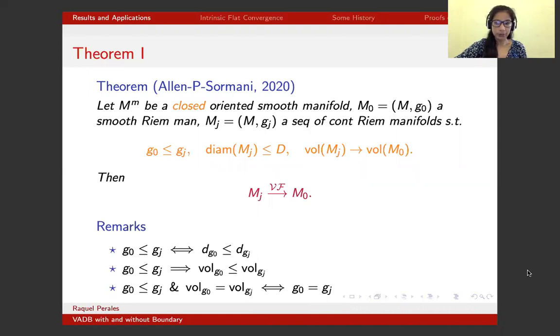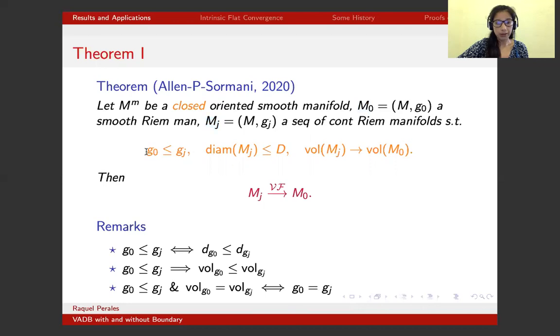We have this theorem, which was proven by Allen, myself, and Sormani. We have a fixed manifold M, which is closed. That means that it's compact and it does not have a boundary and it's oriented. We require a smooth Riemannian tensor G0 on M and a sequence of continuous Riemannian tensors Gj on M. Then we form the Riemannian manifolds M0 and the Riemannian manifolds Mj.